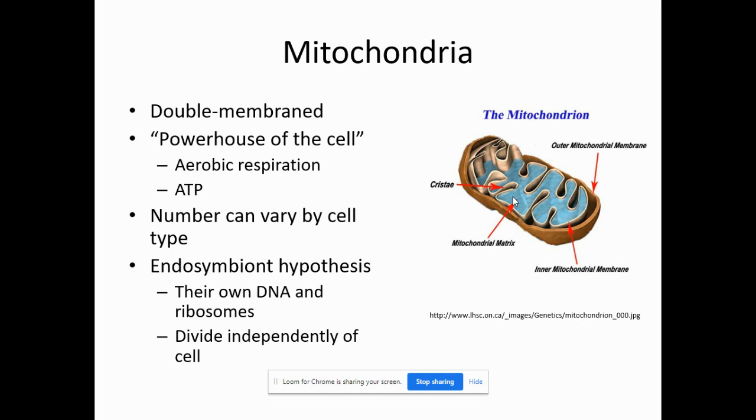All right, and because of those characteristics, scientists theorize that mitochondria evolved from independent aerobic bacteria that took up residence in eukaryotic cells.